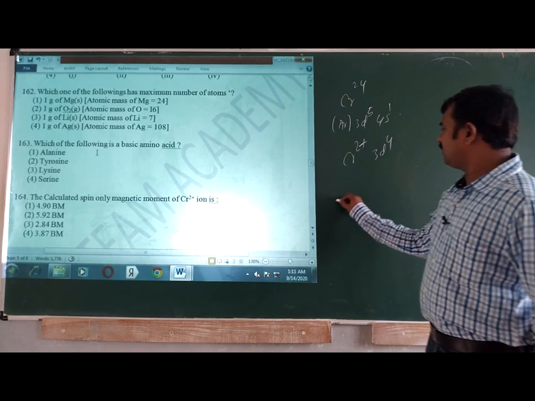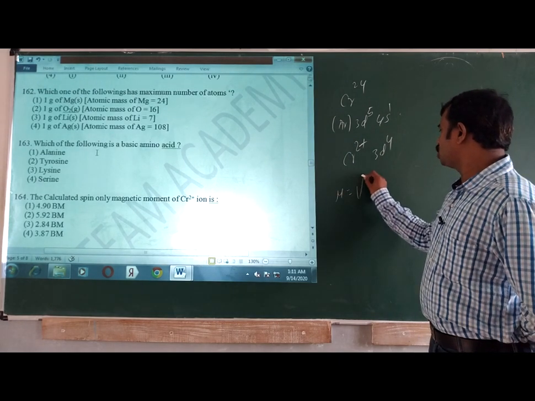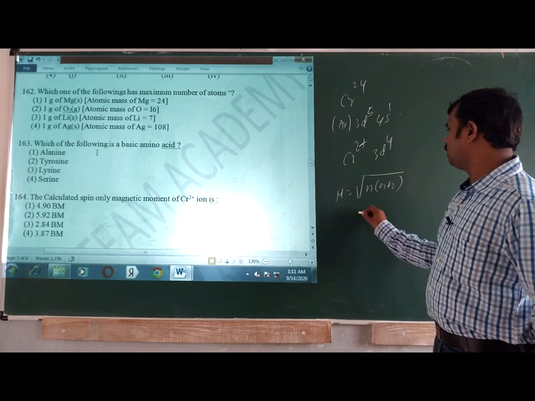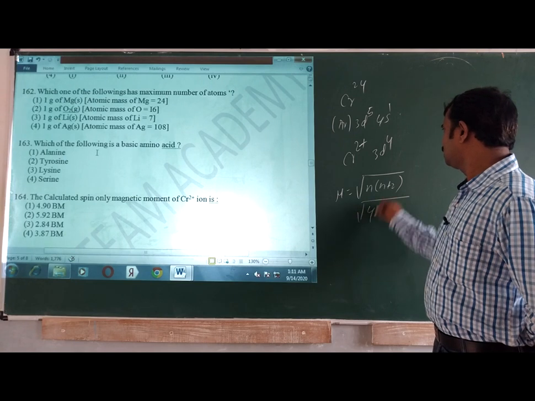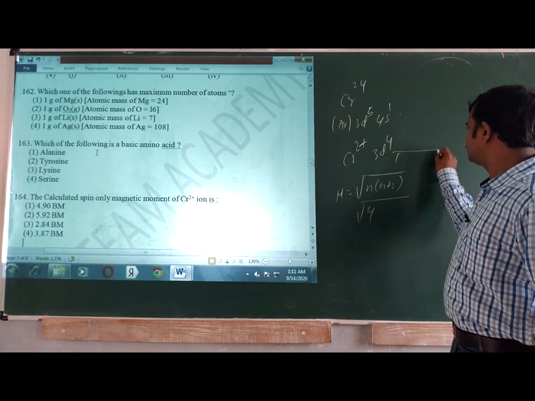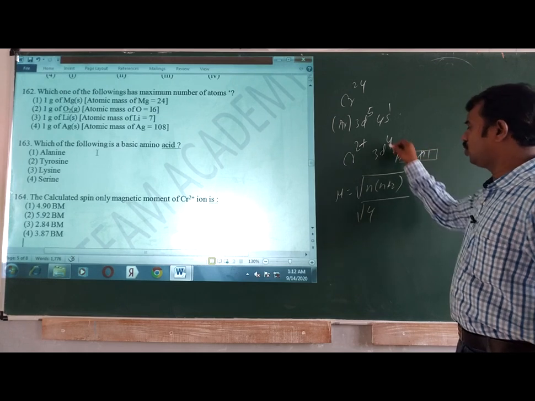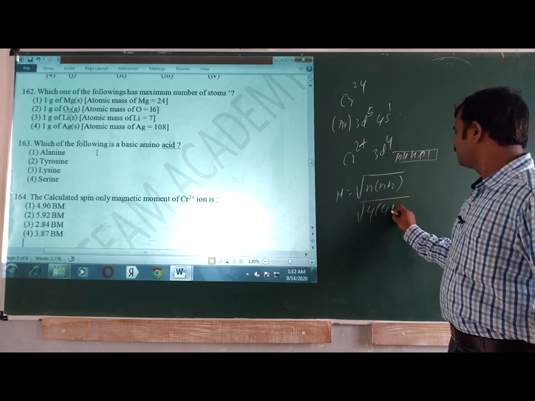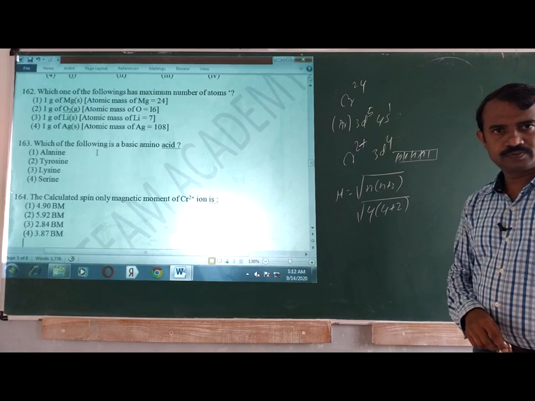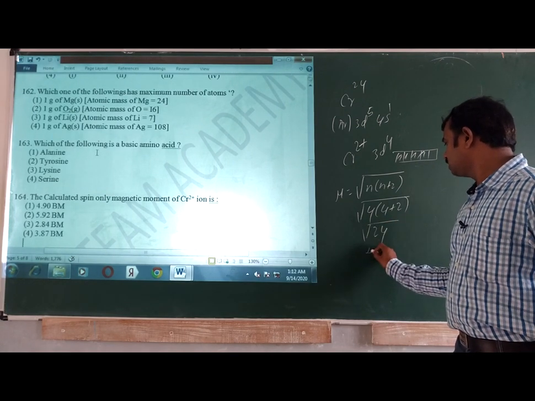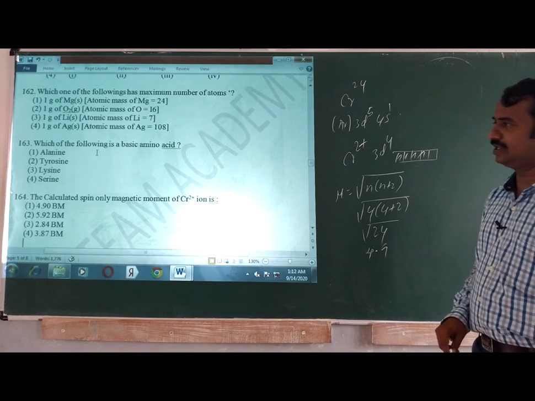If you go for the formula, mu equals root of n into n plus 2. What is the value of n? Number of unpaired electrons: 1, 2, 3, 4. Okay, 4 into 4 plus 2, the value is root 24, which is 4.9.